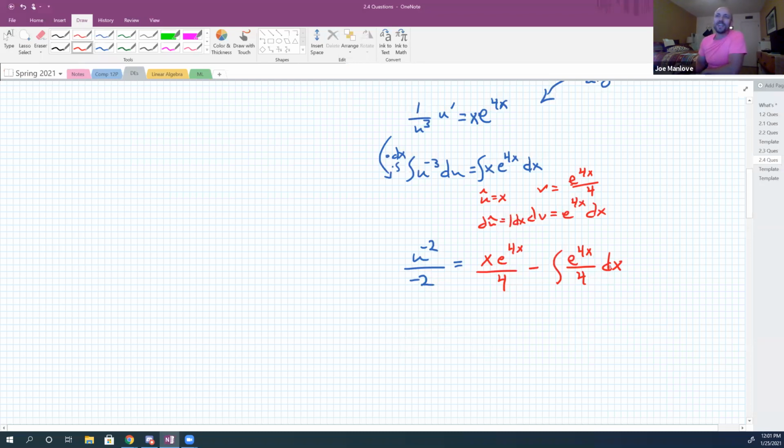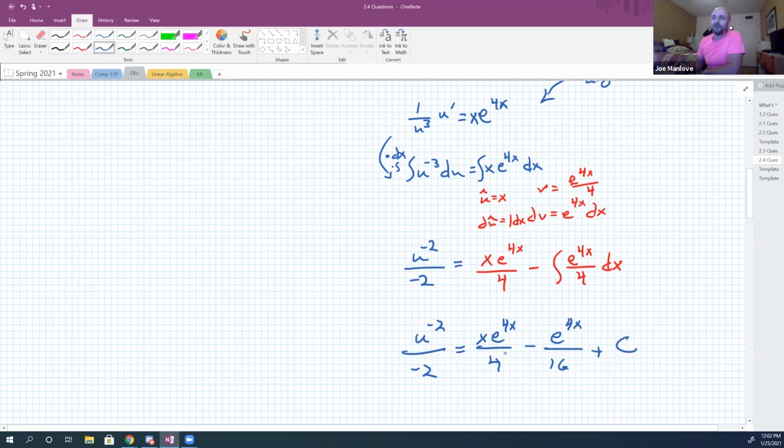All right, so I got to here. And since I'm illustrating how this process goes, I'm going to just keep hammering on this thing, even though I realized it's not going to help. So I got u to the minus 2 over minus 2 is going to be x e to the 4x over 4 minus e to the 4x over 16 plus a constant.